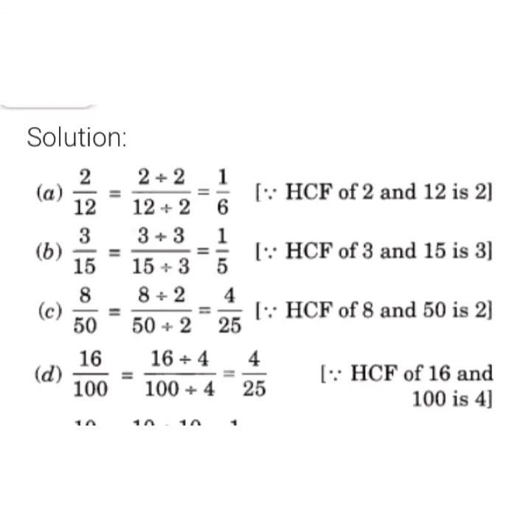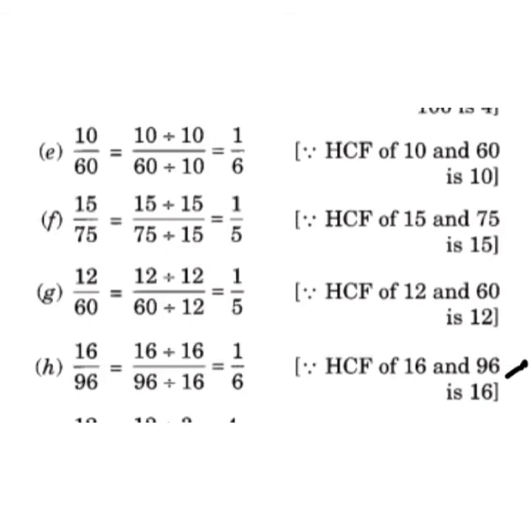Now next one is 16 by 100. We will find out the HCF of 16 and 100 and we get 4 as the HCF, and we will divide the numerator and the denominator by the HCF, that is 4, and we get 4 by 25, the reduced form of fraction 16 by 100. Now next one is 10 by 60. Again we will find out the HCF of 10 and 60 and we get HCF as 10. So we will divide the numerator and the denominator by 10 and we will get 1 by 6 as the reduced form of fraction 10 by 60.